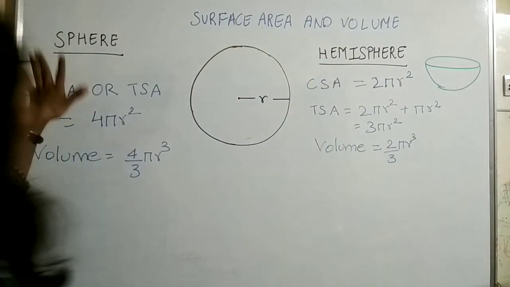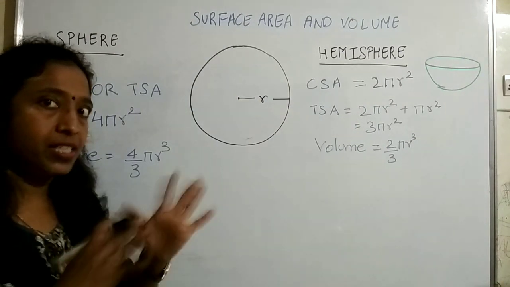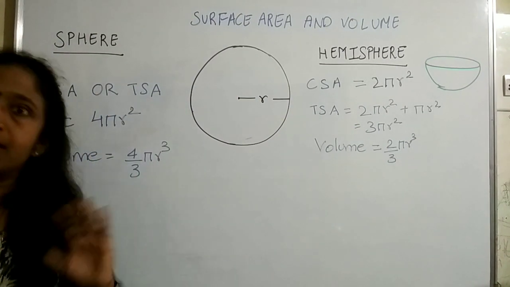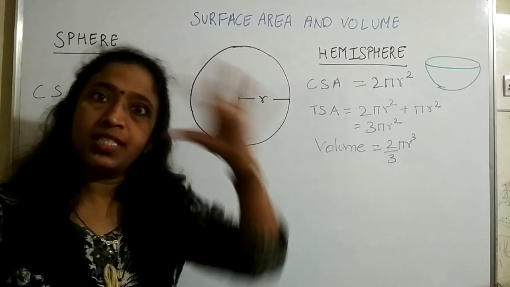Let's do the sphere first. For the sphere, we have taken a circle shape. So here we say CSA and TSA remain the same, as we don't have a different surface; all the surface is circle.